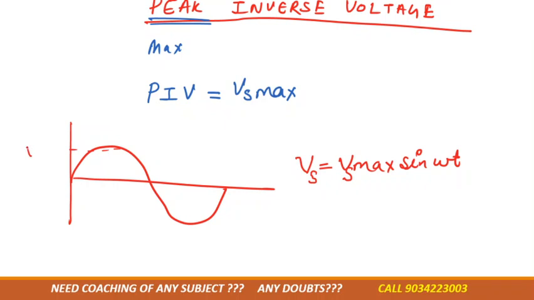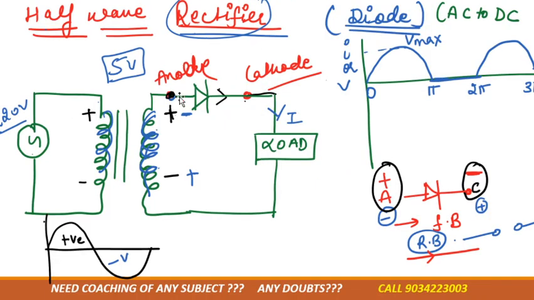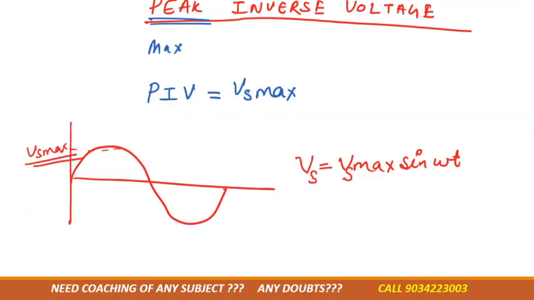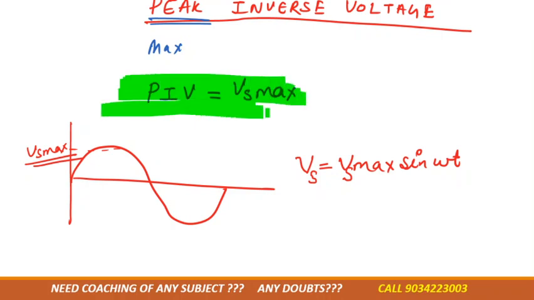So Vs max is how much? Vs max is the maximum of the supply voltage up to where the diode can work properly. Suppose I'm giving you an example: peak inverse voltage for this one diode is 10 volt. If we give above the 10 volt, then in that case the diode may burn out or it will not work. So this is the peak inverse voltage. You have to remember the formula that peak inverse voltage is nothing, just Vs max. Okay, clear?